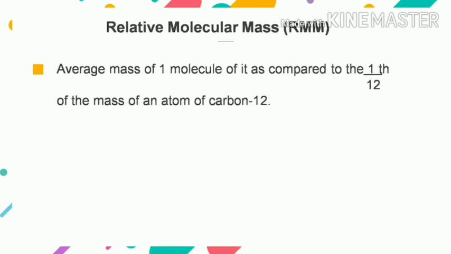Then we have relative molecular mass. Relative molecular mass of a substance is the average mass of one molecule of it as compared to the 1/12 of mass of one atom of carbon-12 taken as 12 atomic mass unit. For calculating the relative molecular mass, multiply each element's atomic mass by the number of atoms of that element in the molecule and then add these values.